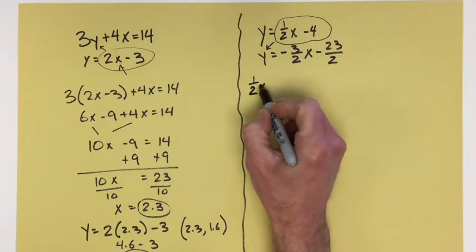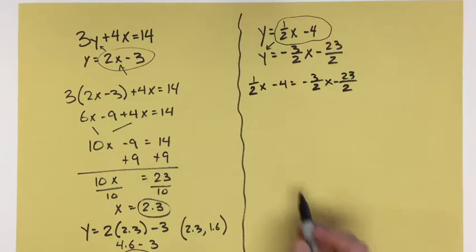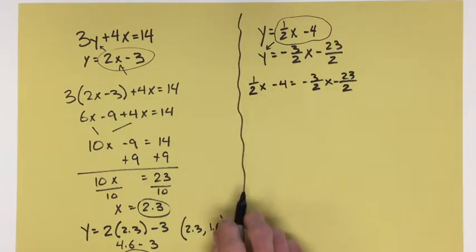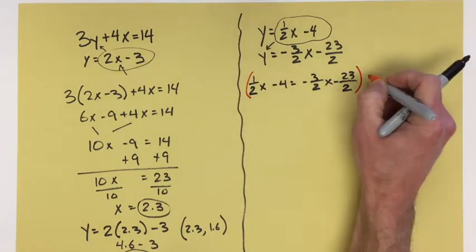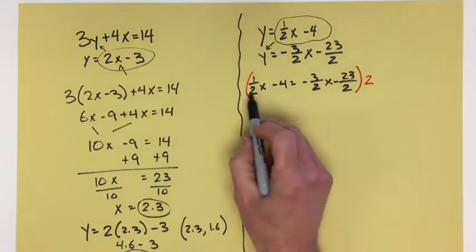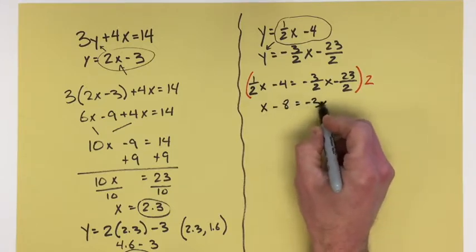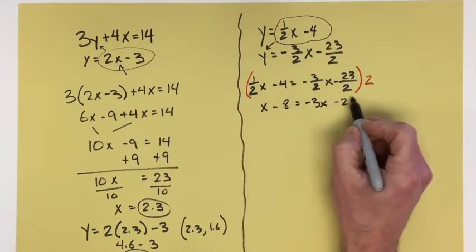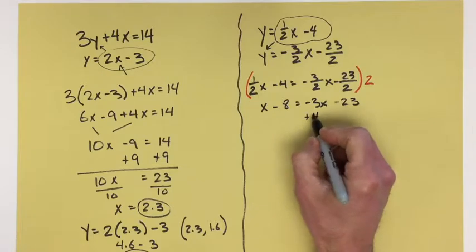And I'm going to do 1/2 of x minus 4. Now, lots of fractions. I'm not a huge fan of working with fractions, so I'm going to do a special trick I taught you guys a while back. Multiply the entire equation by the common denominator. In this case, it's 2, which means I double everything. Double 1/2 x is x, double 4 is 8, double this is negative 3x, and double this is minus 23. And now you find yourself in a nice situation with no fractions at all. And I'm going to solve.